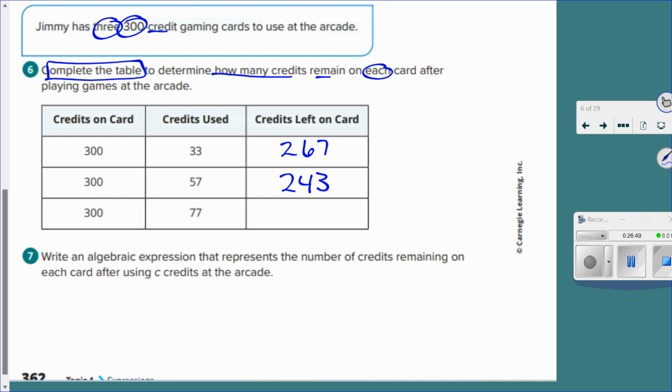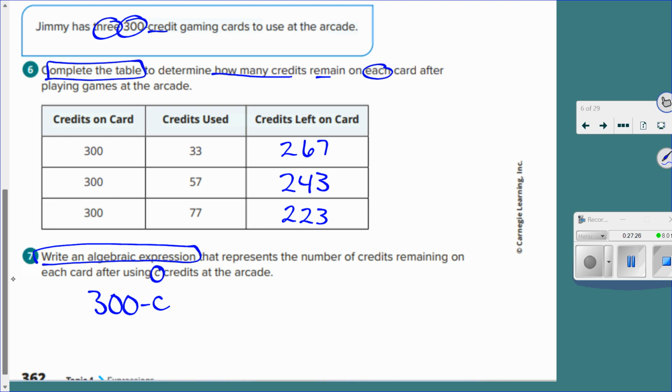So if I were to write an algebraic expression for that, what would I be doing? For the number of credits C, what did we do each time? Did I take 33 minus 300? No, I did what? 300 minus, but now we're saying C. Make sense? Okay, go to our next page.